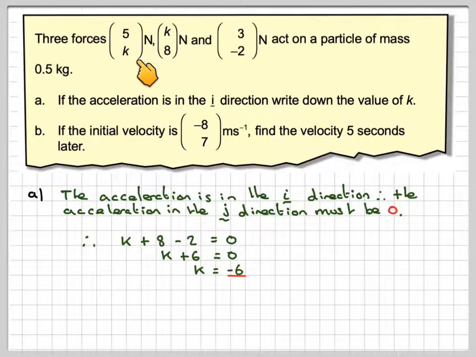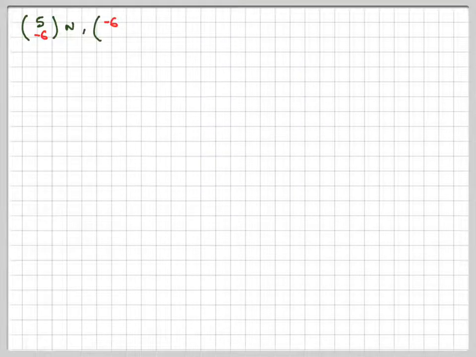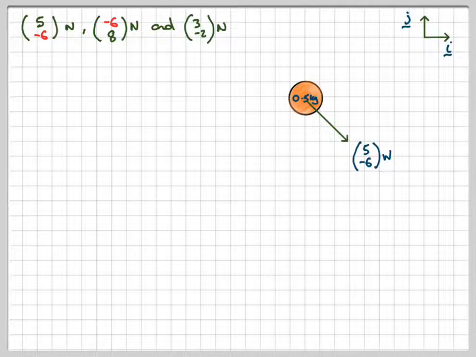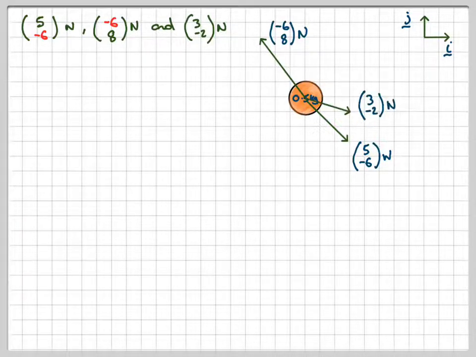We can now substitute that value into these, and we have 5, minus 6 newtons, minus 6, 8 newtons, and 3, minus 2 newtons. Drawing a diagram, the weight of the particle is 0.5. Now you've got to imagine, this is the i direction, this is the j direction, and we are looking downwards at the particle. So we've got a force here of 5, minus 6, then a force of minus 6, 8, and a force of 3, minus 2, looking like that. These are not drawn to scale.